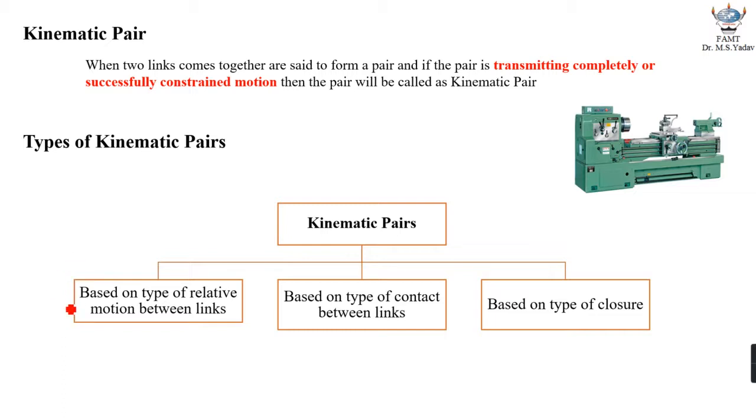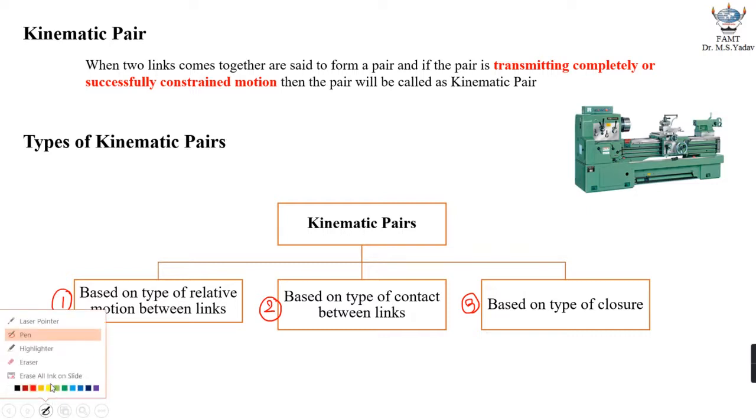There are three categories. The kinematic pairs can be classified based on three categories. The first categorization is based on type of relative motion between the links. The second one is based on type of contact between the links, and the third one is based on type of closure. So let's go and understand each of them one by one.